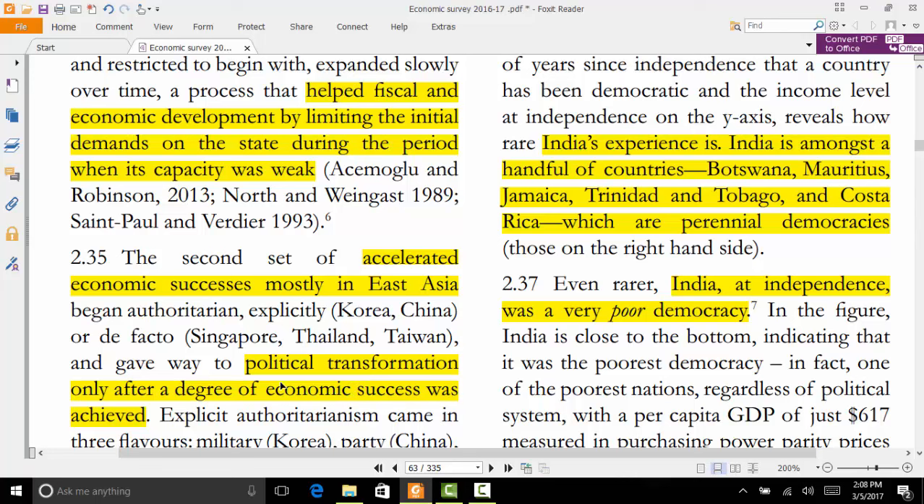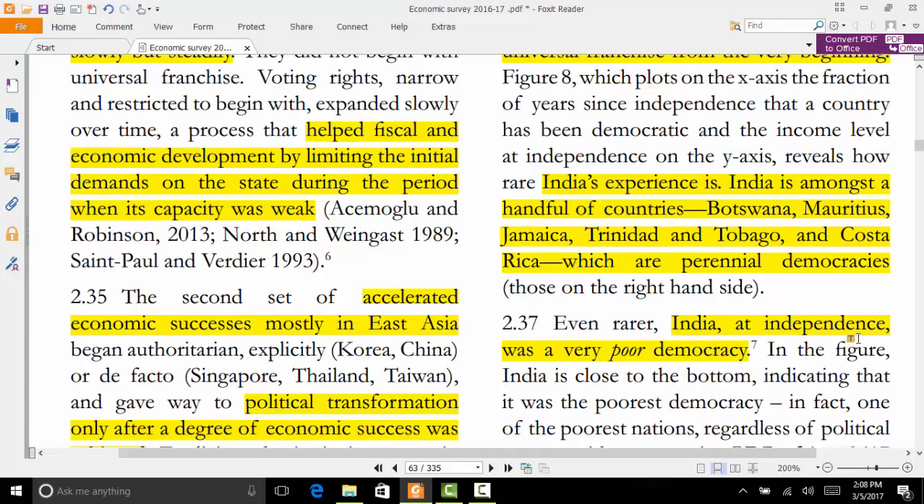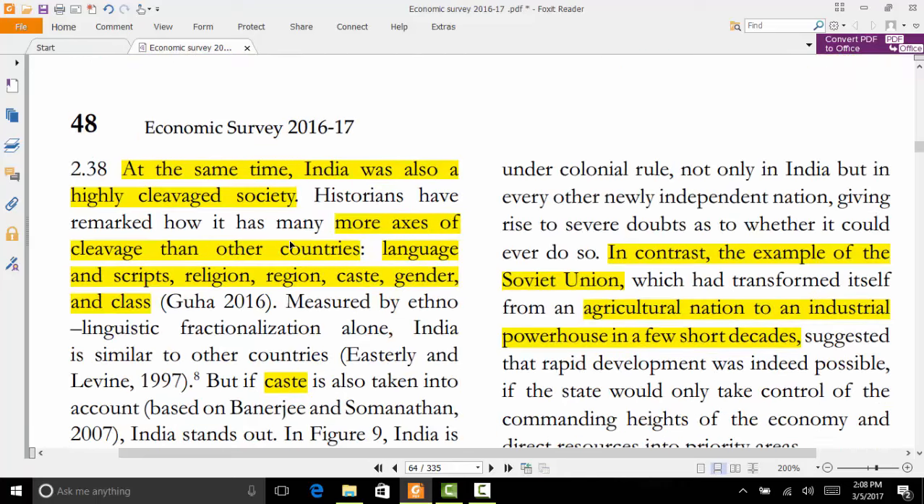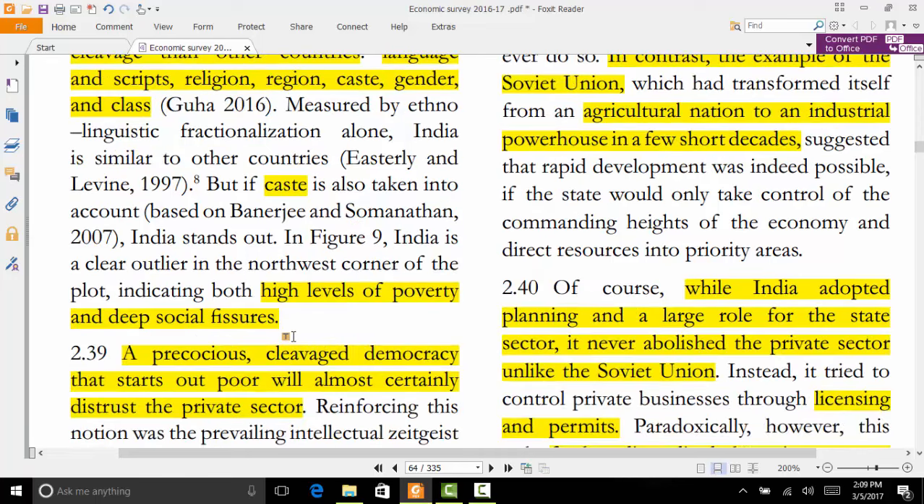In the case of East Asia, political transformation came only after a degree of economic success was achieved. So this is all a way to build state capacity. We discuss that India at independence was a very poor democracy, and at the same time a very cleavage-ridden society. Cleavage in the sense of language, scripts, religion, region, caste, gender, and class. So many cleavages. Other countries could have cleavages on certain fronts, but not on all. Specifically caste. Caste had put India on a different platform altogether. So high levels of poverty and deep social issues.